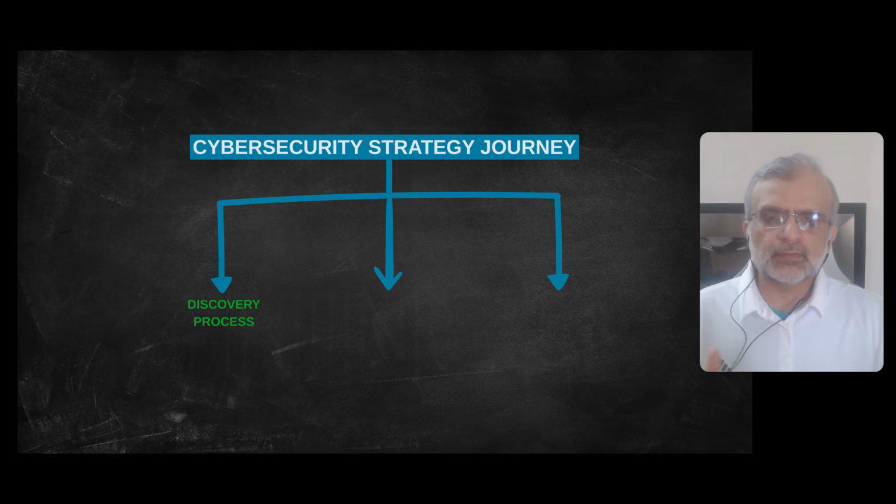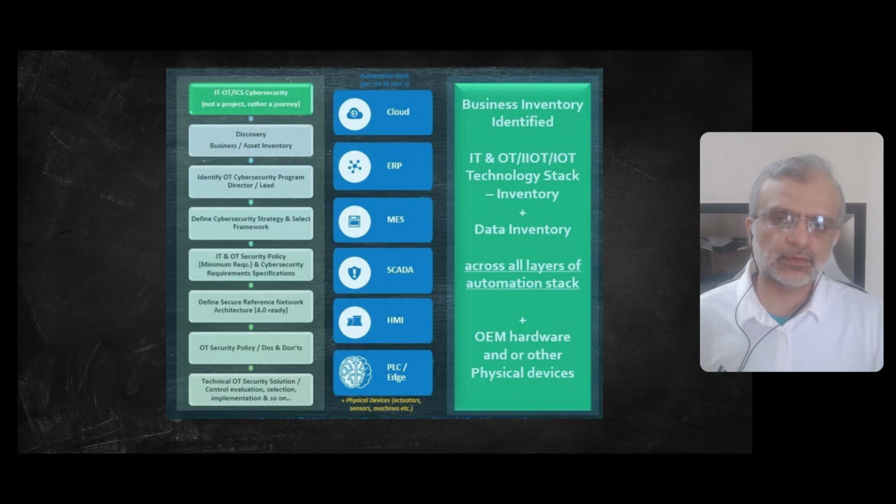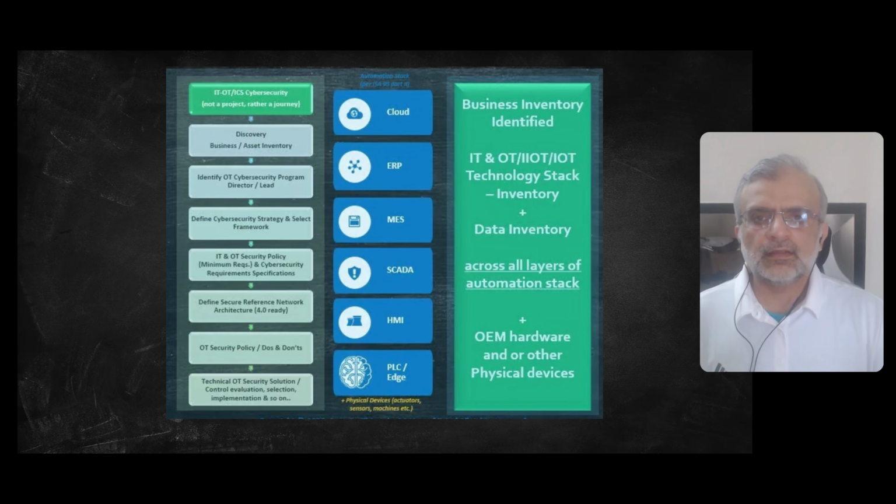Cybersecurity strategy journey begins with the discovery process, as we highlighted earlier, identifying your business inventory. This includes, but is not limited to, an inventory on the IT side, IT technology stack, OT, IoT technology stack, and data inventory across all layers of the automation lifecycle, plus the physical layer, sensors, actuators, machines, etc. for each site, along with the internal and external connections. The discovery or assessment process is explained in the OT security assessment session in helping discover the required business inventory.